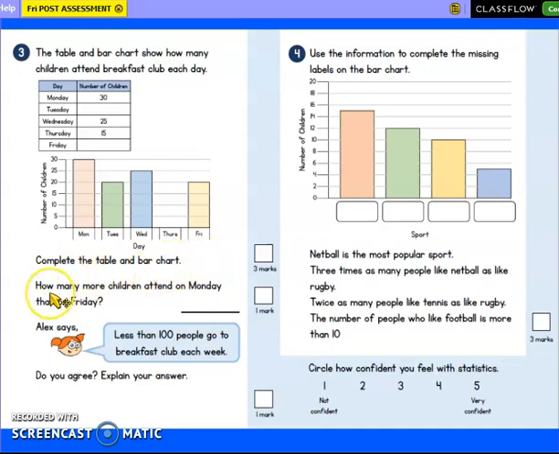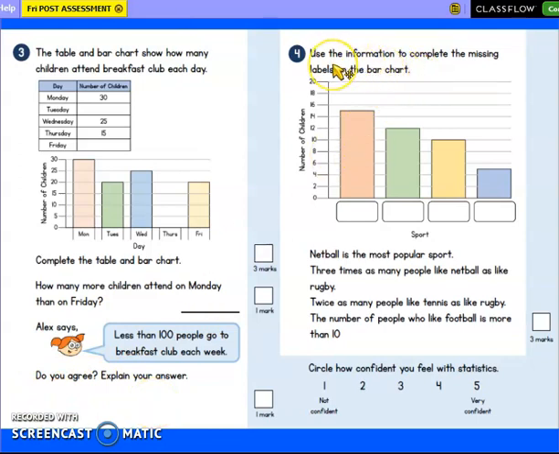Let's move on to the next question. How many more children attend on Monday than on Friday? Use the table or the bar chart to help you work that out. Pause the video and record it here. How many more children? Let's move on. Alex says less than 100 people go to the Breakfast Club each week. Do you agree with Alex? Explain your answer. Think how many people go in total. That will help you to decide. Prove it with your maths underneath.